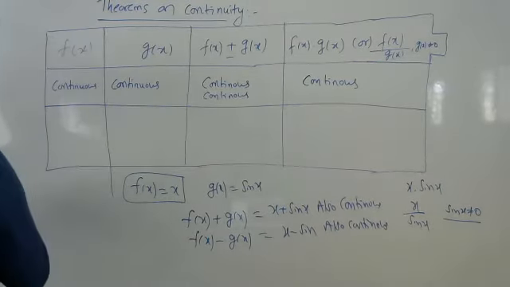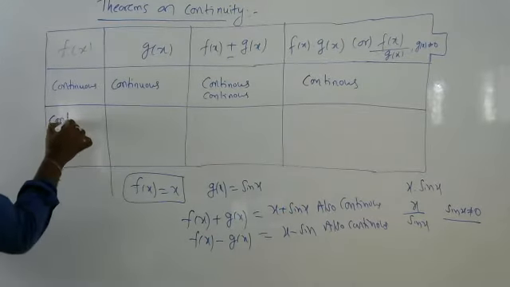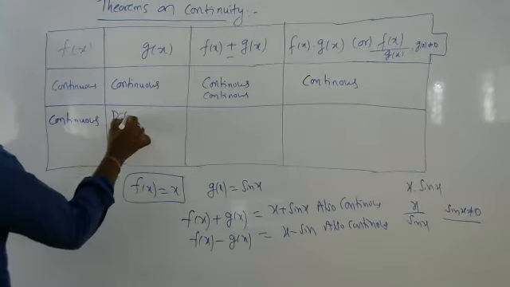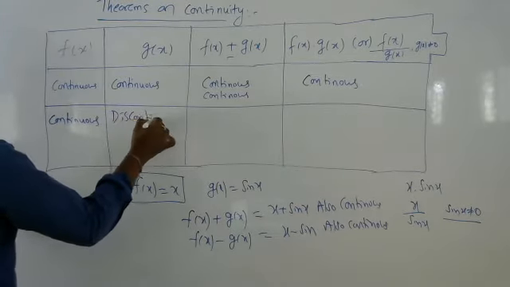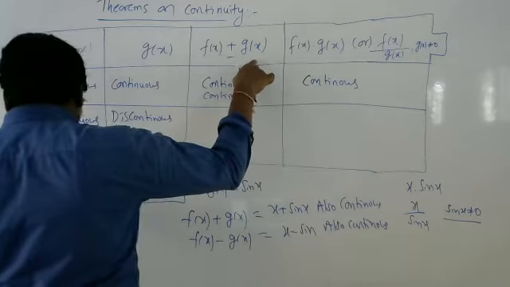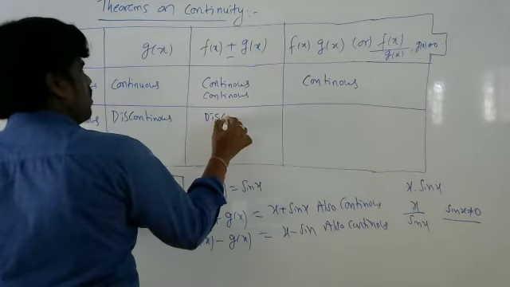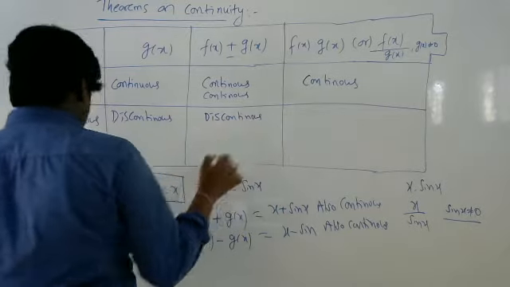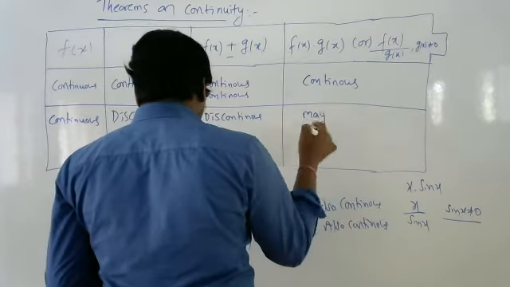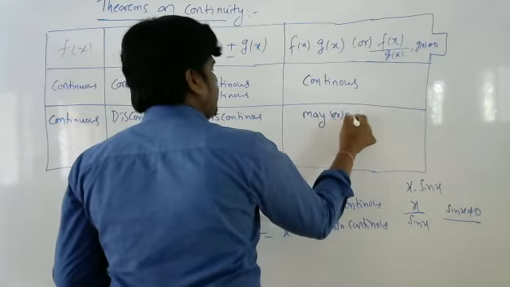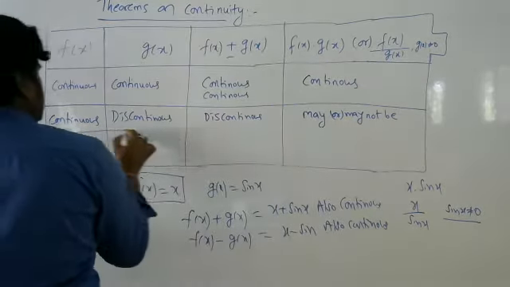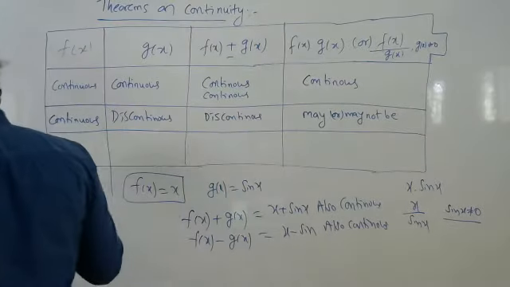The next property: if f of x is continuous and g of x is discontinuous, then f of x plus g of x is also discontinuous. And f of x into g of x may or may not be continuous. I cannot say about the last one.